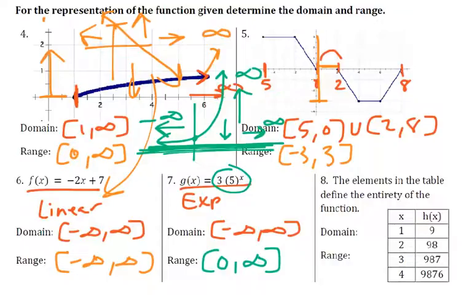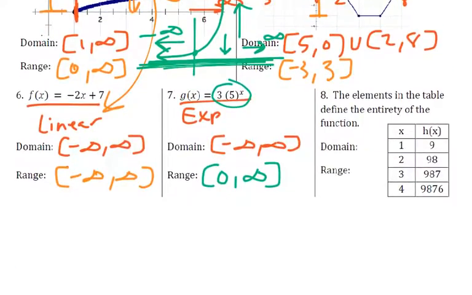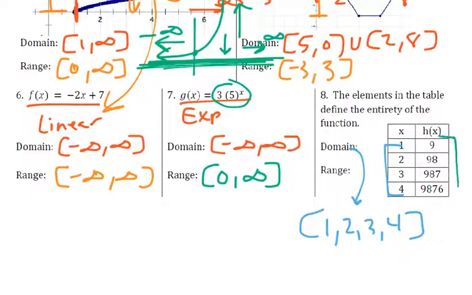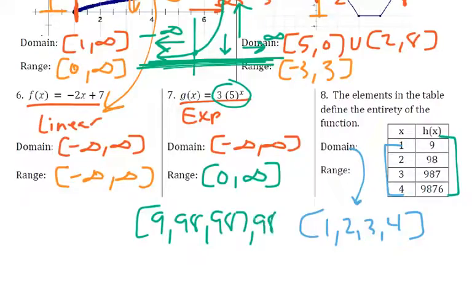Okay, number 8 says the elements in the table define the entirety of the function. So this just isn't a representative sample. The domain would be 1, 2, 3, and 4. So the range would just be 9, 98, 987, and 9,876. Okay? Because it's just those 4 points. So that's why we don't do 1 to 4, really.